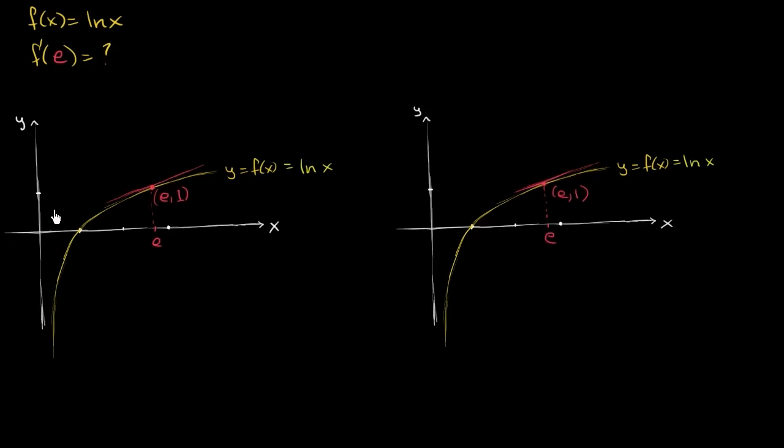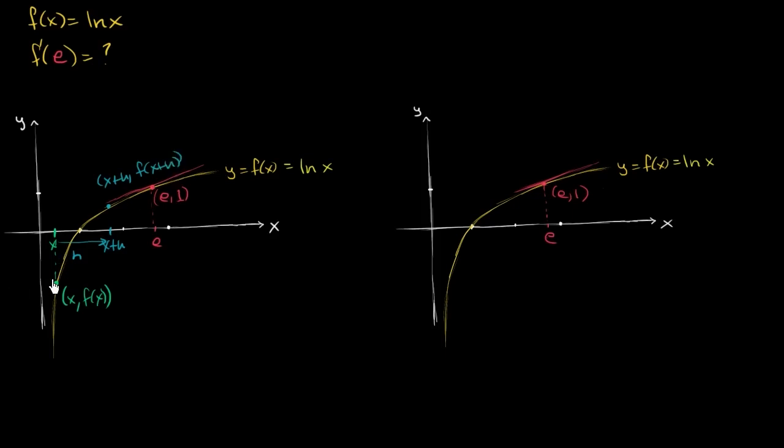The formal definition wants us to find an expression for the derivative of our function at any x. So let's say that this is some arbitrary x right over here. This would be the point x comma f of x. And let's call this x plus h, so this distance right over here is going to be h. This right over here is going to be the point x plus h comma f of x plus h.